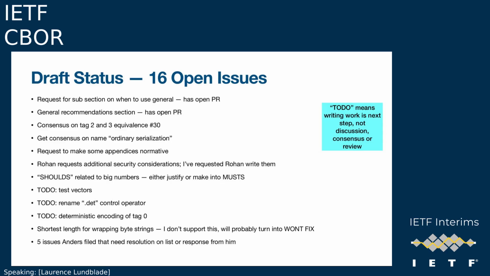On this, I made the point that I don't think we're doing anything in this draft that changes the security considerations of RFC 8949. So if there are general security considerations about CBOR that are new, I think they need to be handled in a different way. Anyways, I've pushed back and asked Rohan to take care of this. I'm not planning to do any work there. There's a couple of shoulds that relate to big numbers. We need to either justify the should or turn them into musts. Then to-dos of test vectors, rename the .det control operator, need to fill in the text for tag 0 encoding.